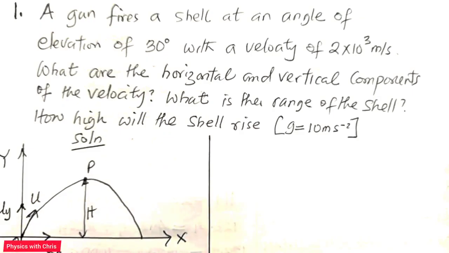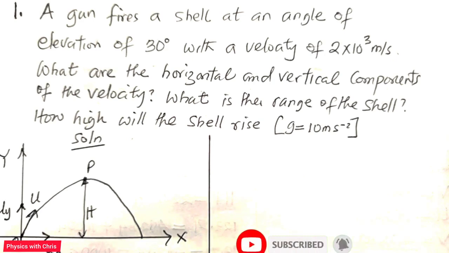Now a gun fires a shell at an angle of elevation of 30 degrees with a velocity of 2000 meters per second. The question says, what are the horizontal and vertical components of the velocity? What is the range of the shell? And how high will the shell rise? Very quickly, we're going to look at this question.